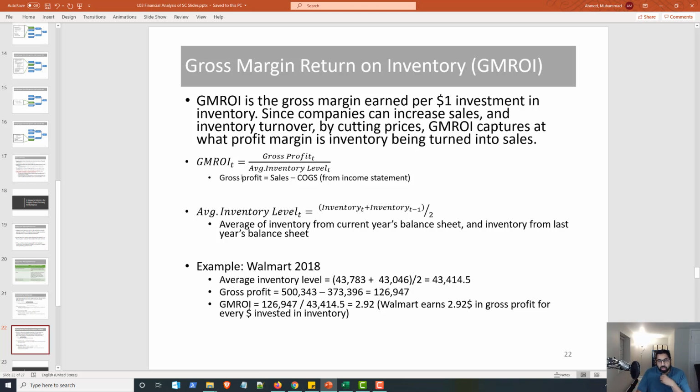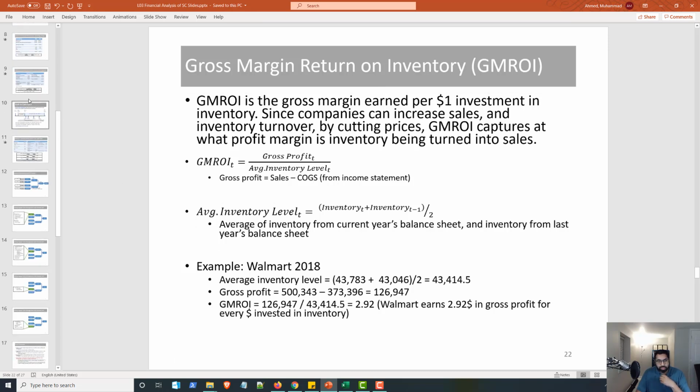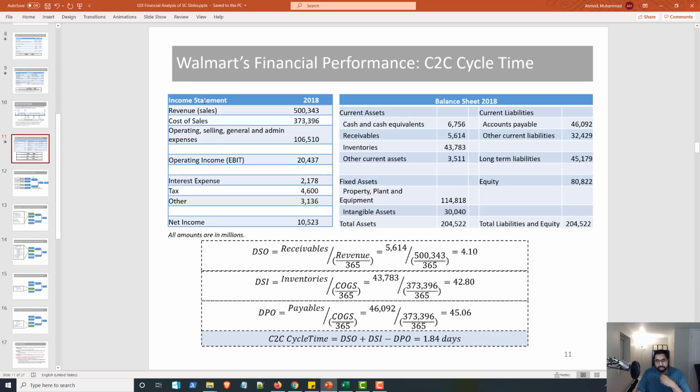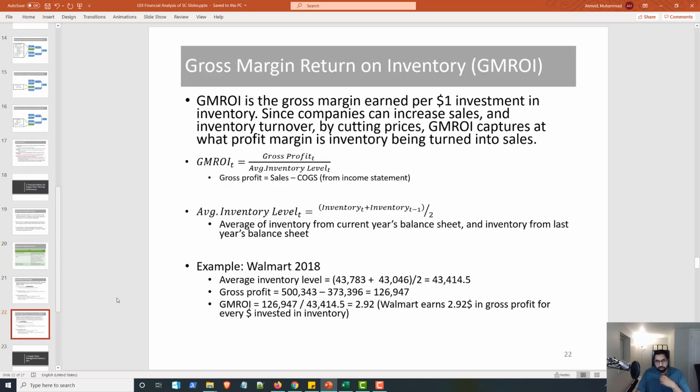So how do we get gross profit? It's simply sales or revenues minus cost of goods sold. Both items are in the income statement. They're usually the first two lines on an income statement. First line is sales, second line is cost of goods sold. You subtract the two numbers and you get gross profit. That's this part.